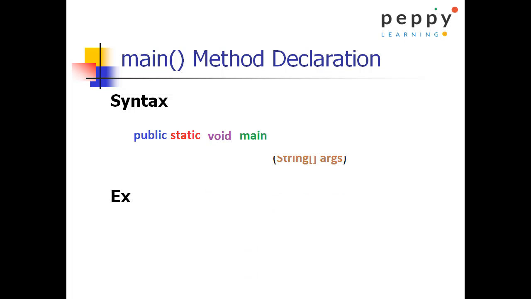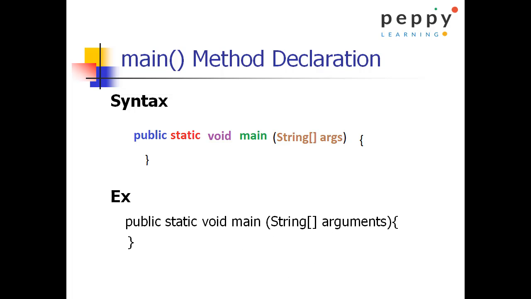Main method declaration. Let's see the syntax and example. Main method is declared as public static void main with String args as the parameter. This is the standard syntax. In the example you can see the parameter name got changed, but the rest of the syntax is the same, because main method is the starting point for the execution in the class. It should exactly match this, otherwise your program cannot be detected as an executable program.